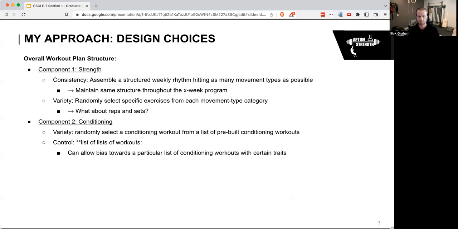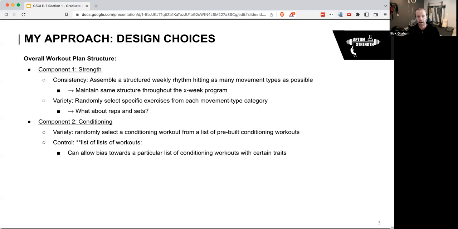So now I'll get into my approach and some of the design choices that I made in building this program. So the first is I decided to come up with an overall workout plan structure that would consist of two parts. So a workout on any given day will consist of a strength component, so exercises designed to build strength, and then a conditioning component, exercises or a series of exercises designed to build conditioning. So an example of a strength exercise might be bench press, designed to build upper body strength. And conditioning could be something as simple as running 2 miles, something designed to build cardiovascular strength.